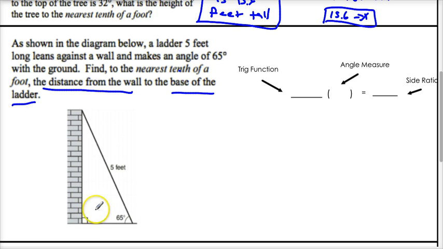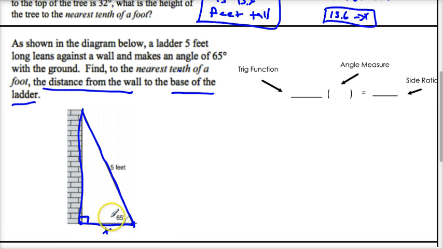So where are we going to put our x? Well, here's the wall, and here's the base of the ladder. So that's our x. It's very important to underline and read these questions carefully so you know what side you're looking for. So we have a right triangle right here, as you can see, and we want to find this distance.